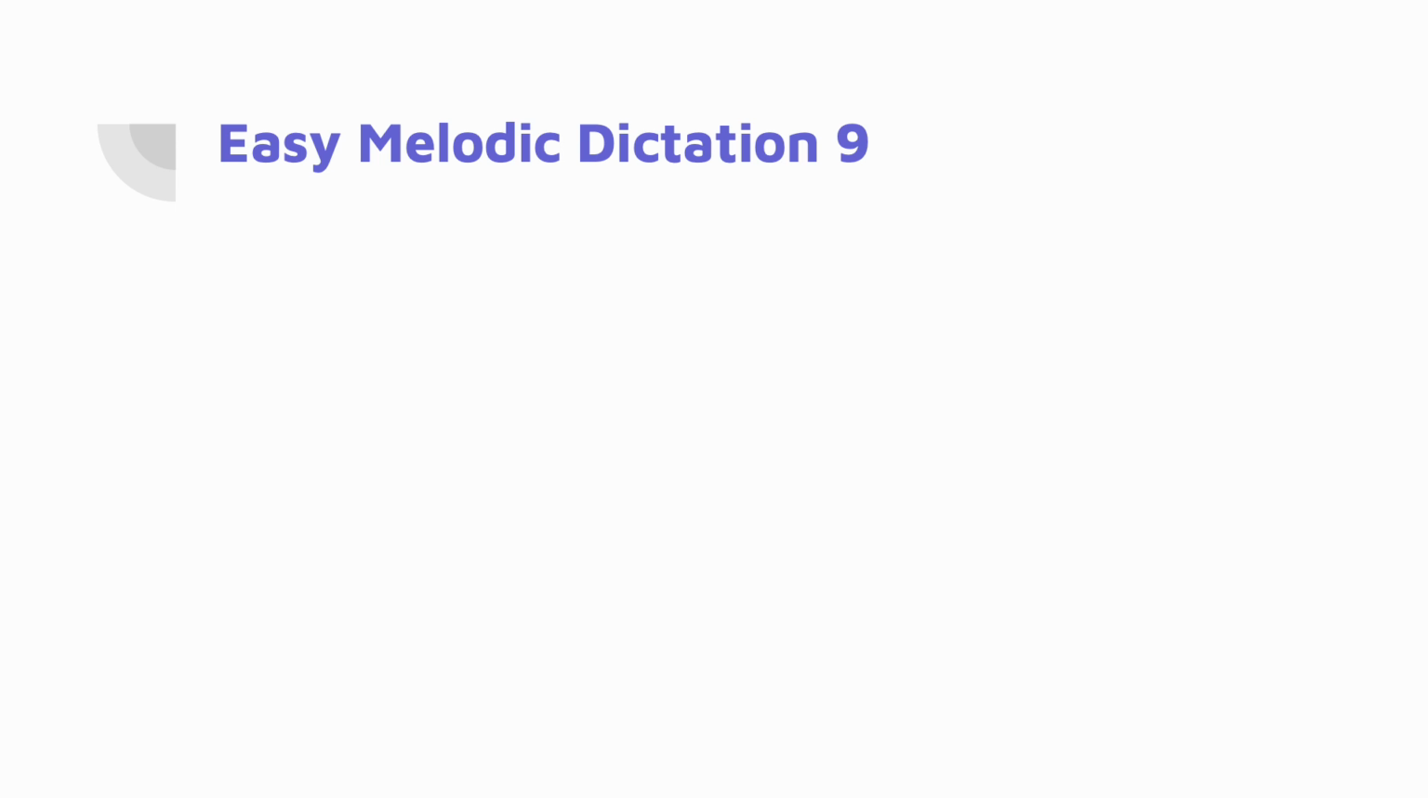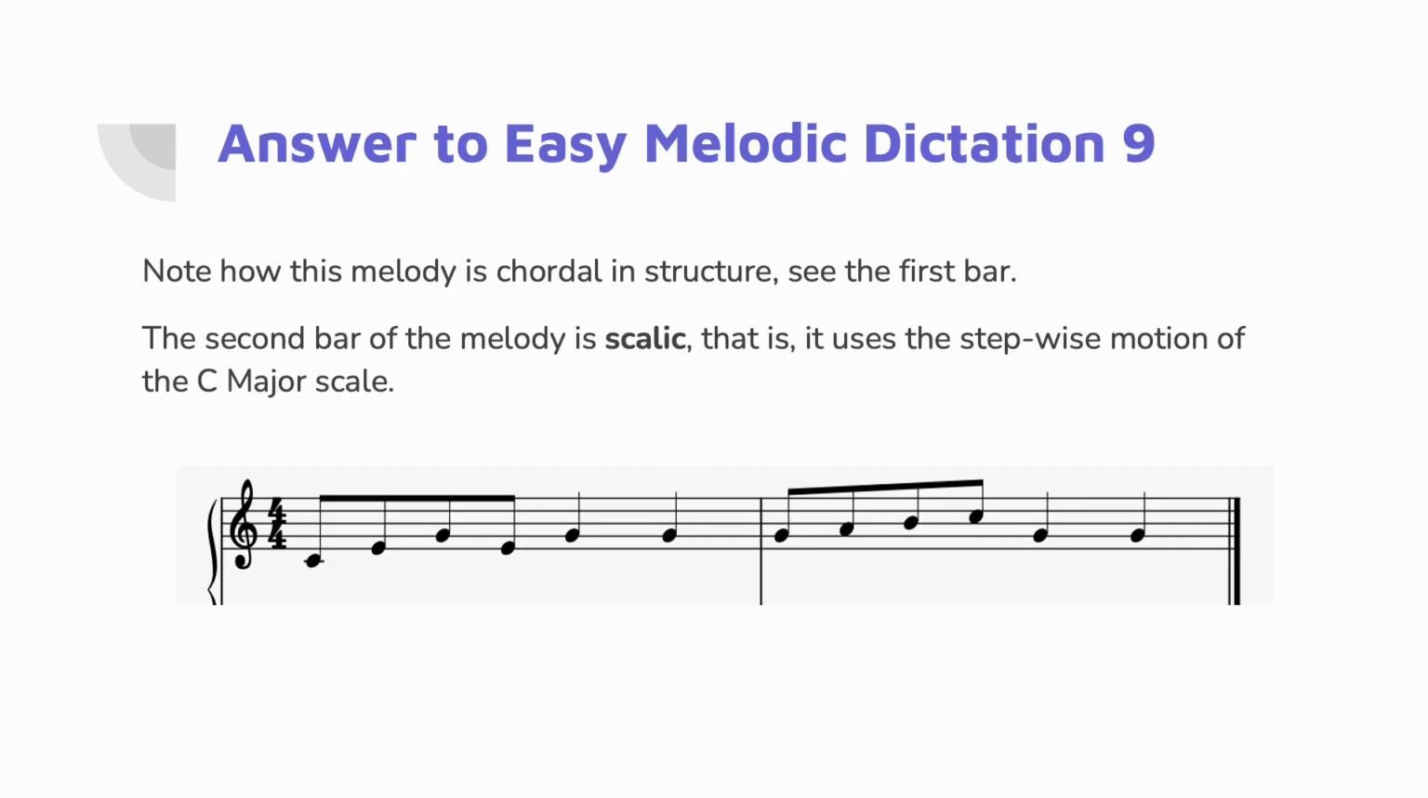Here is easy melodic dictation number 9. Note how this melody is chordal in structure. See the first bar in particular. The second bar of the melody is scalic. That is, it uses the stepwise motion of the C major scale.